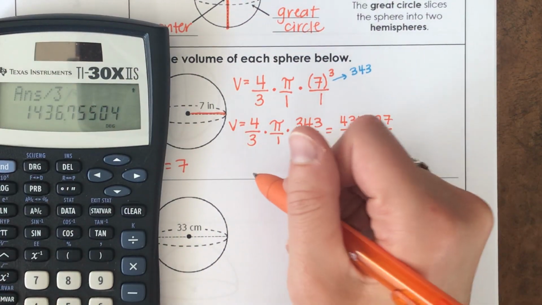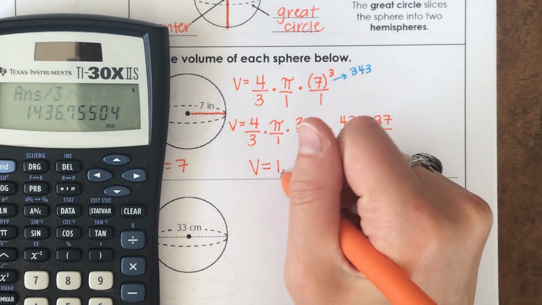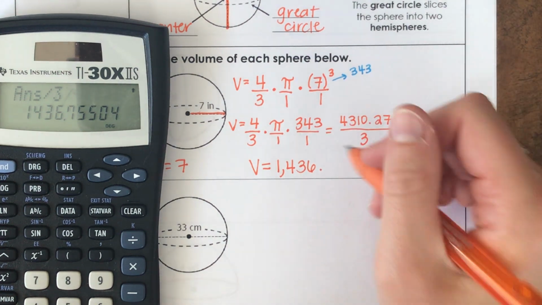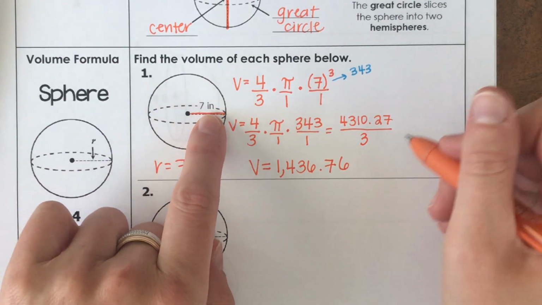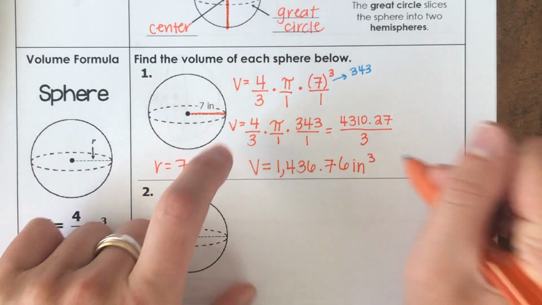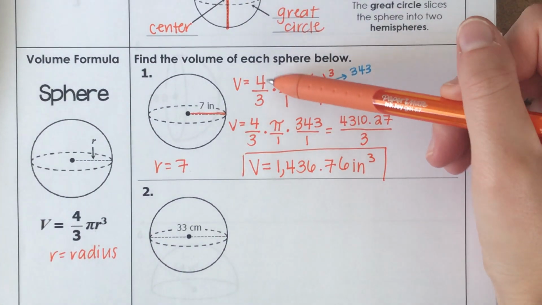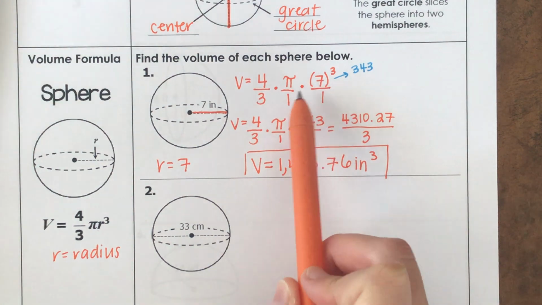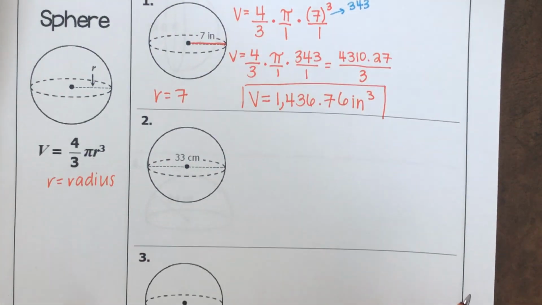You get the volume of your sphere is 1,436 point, we'll go to 2 decimal places, 76, and then my label's inches, volume is cubed. And there we go, nice and easy. So don't let the 4/3 scare you. That just means you're gonna multiply by 4 on top and divide by 3 on the bottom. Easy peasy.